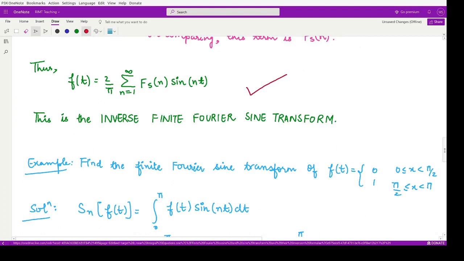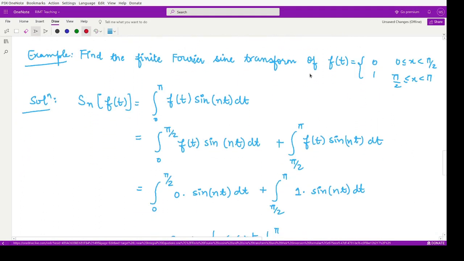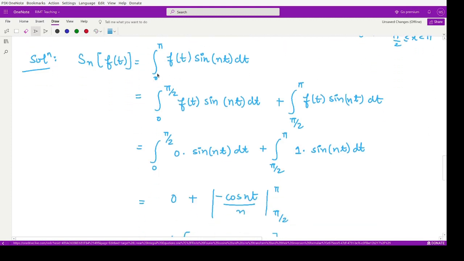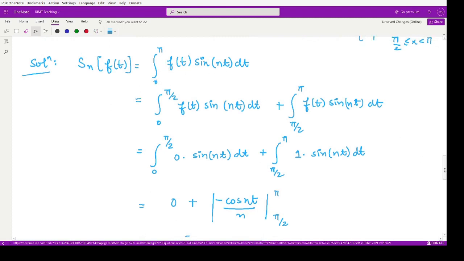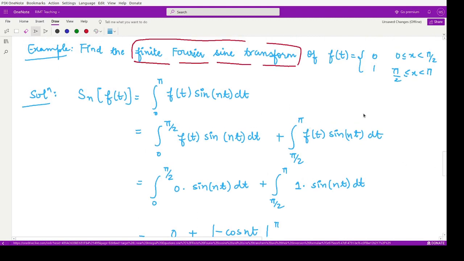Next, let us see an example. We are given this function f of t, which is defined as 0 in the interval from 0 to pi by 2, and in the interval pi by 2 to pi, it is defined to be 1. We are interested in calculating the finite Fourier sine transform of this given function. Its formula is given by integration from 0 to pi, f of t sine nt dt. So we'll first break our interval into 0 to pi by 2 and then pi by 2 to pi, because our function is defined in this manner only.